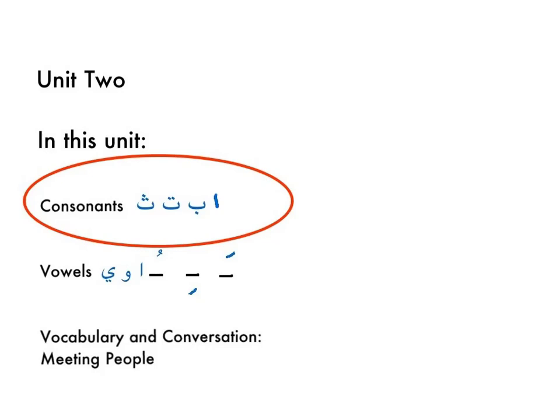Unit 2 of the Alif Baa textbook. In this section of Unit 2, we will cover the letters Alif, Ba, Ta, and Tha.